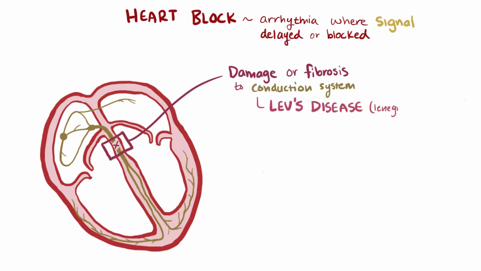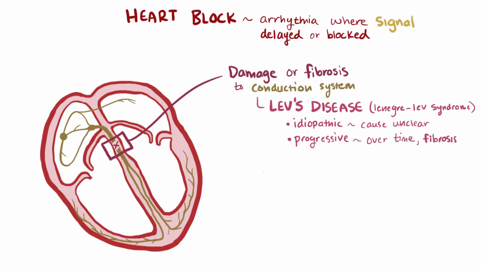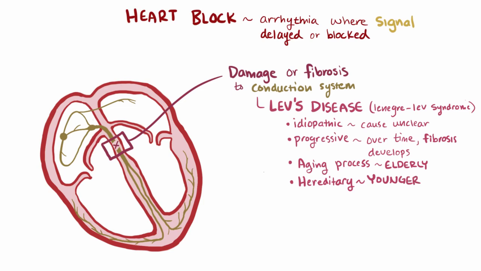Lev's disease, or Lenegre-Lev syndrome, is used to describe the large proportion of cases that are idiopathic, and described as progressive cardiac conduction defects, meaning it's not clear exactly what causes it, but over time, fibrosis, or scarring, develops in the conduction system which can delay or stop electrical conduction. This is usually a result of the aging process in the heart, and happens most often in the elderly, although some hereditary forms have been identified and can happen in younger people.